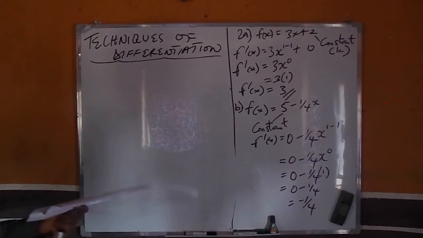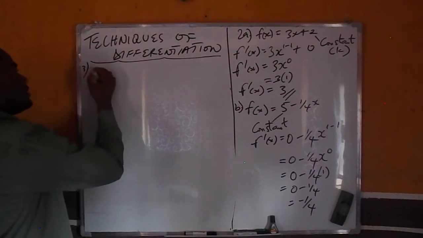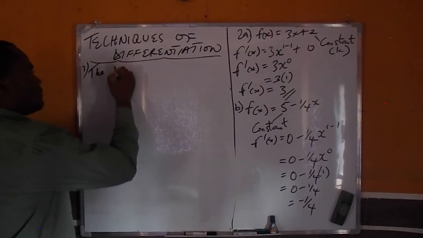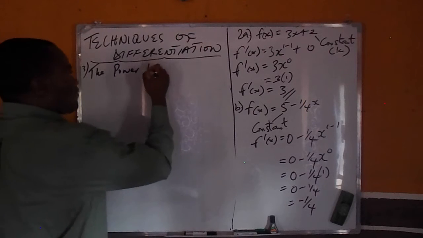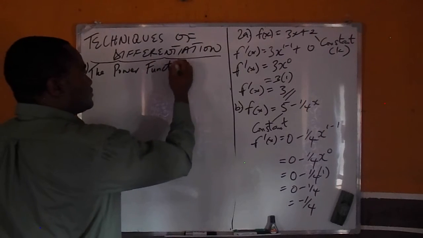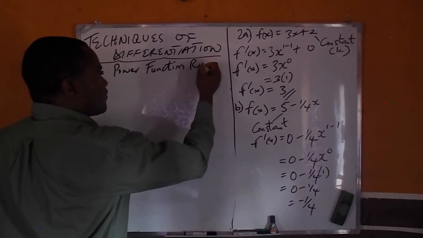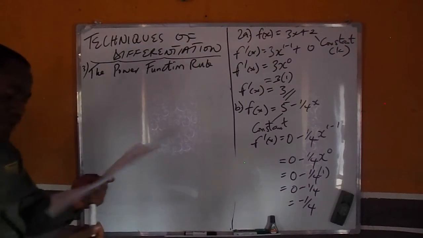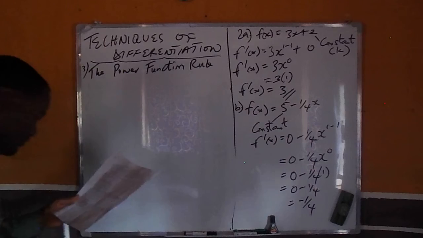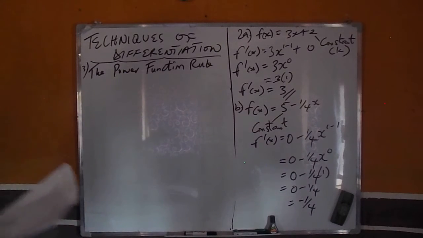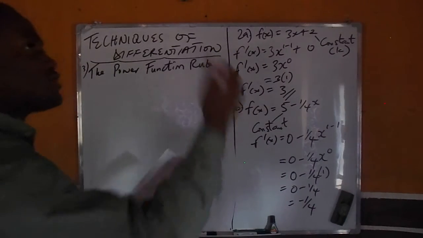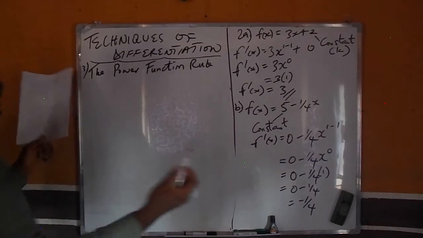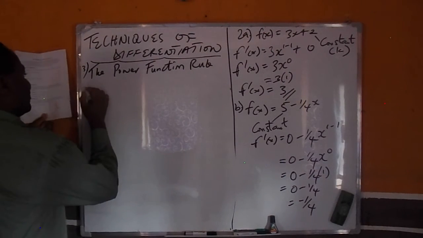How do we solve questions under the power function rule? Thirdly, we have the power function rule. How do we solve questions under the power function rule? In the power function rule, something is raised to power 2, raised to power 3, raised to power 4, and so many others. Let's look at a question under the power function rule.